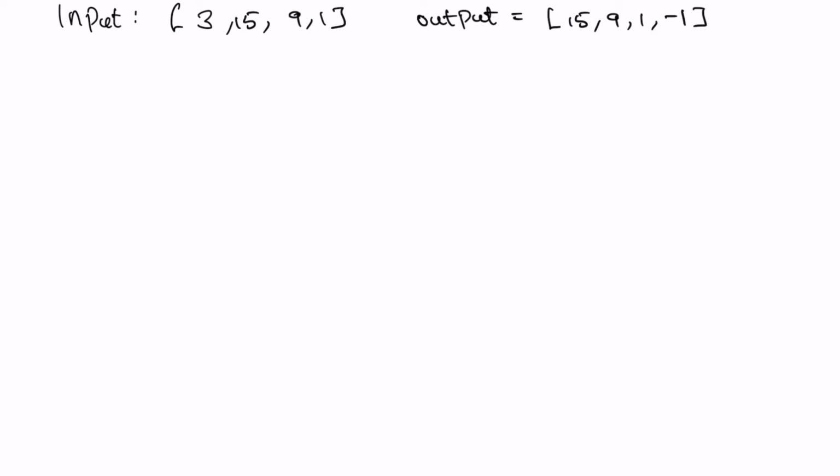A few things to note beforehand is that we would be implementing this solution as an in-place operation, which means we would not be using any additional space, so we will not be creating a new array. Basically, that means it is going to be a constant space operation, with a space complexity of O of 1. The time complexity is going to be linear, O of n, and the reason for that is because we will be iterating from the right instead of from the left. So we will be going from 1 to 9 to 15 to 3.